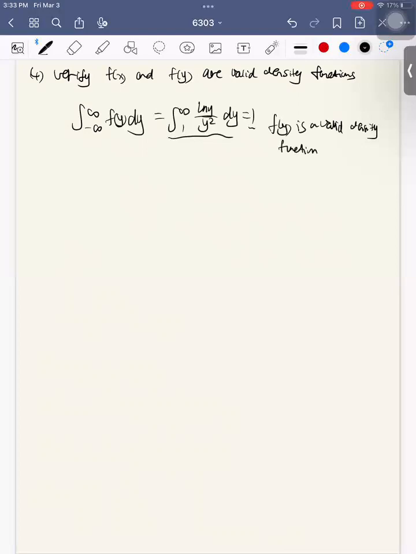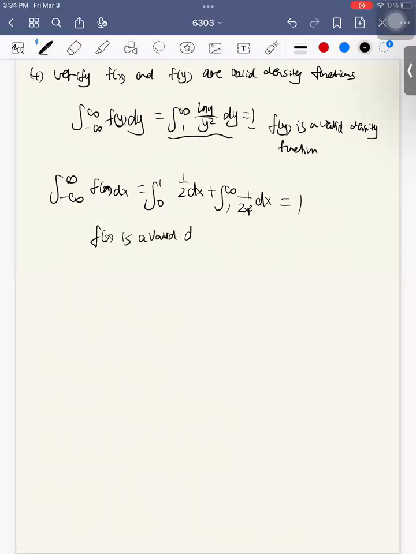Now let's prove it for f_X, still using the integral. Since f_X has two different regions, we need to write it like this. For solving this integral, we found it also equals 1. So we can now say f_X is a valid density function as well.